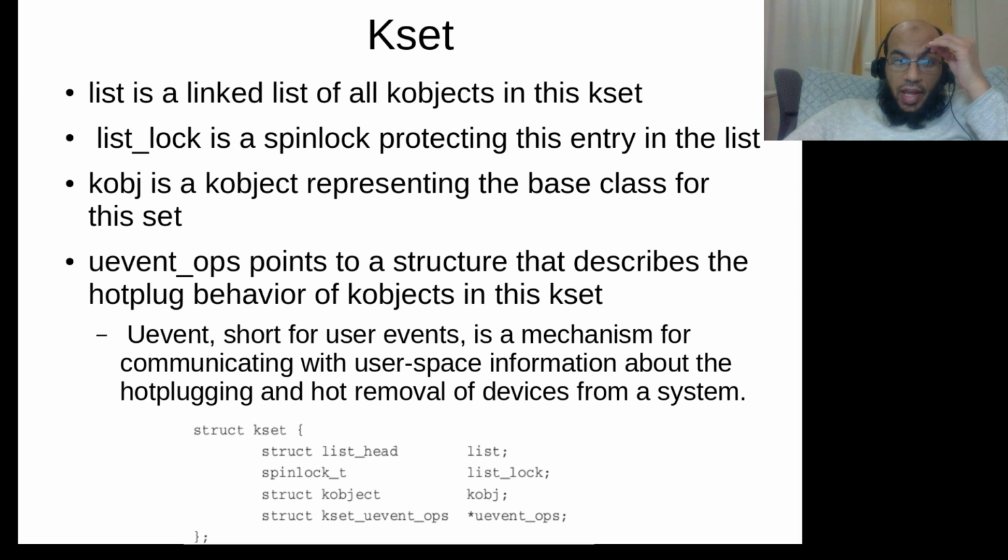Since the k set is just one instance in the linked list, I have a spin lock for this entry in the list. And then you have a k object, which is the base class for this set. So what kind of k objects is this? And you have something that represents the hot plugging mechanism if it's supported.